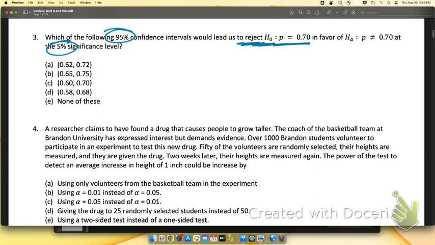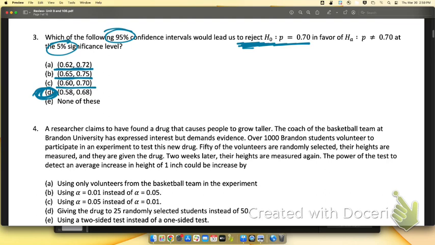So the only reason I would reject 0.7 is if it's not a possible value. So if I look at these, the first option has 0.7 in it, right? So 0.7 is a plausible value, so I wouldn't want to reject it. So that's not it. B also has 0.7 in it. C also has 0.7 in it, but D does not have 0.7 as a plausible value. And that's why I would reject it.